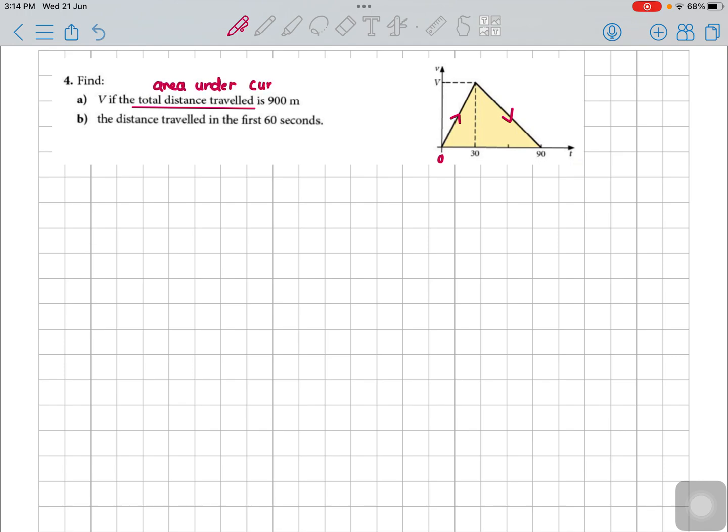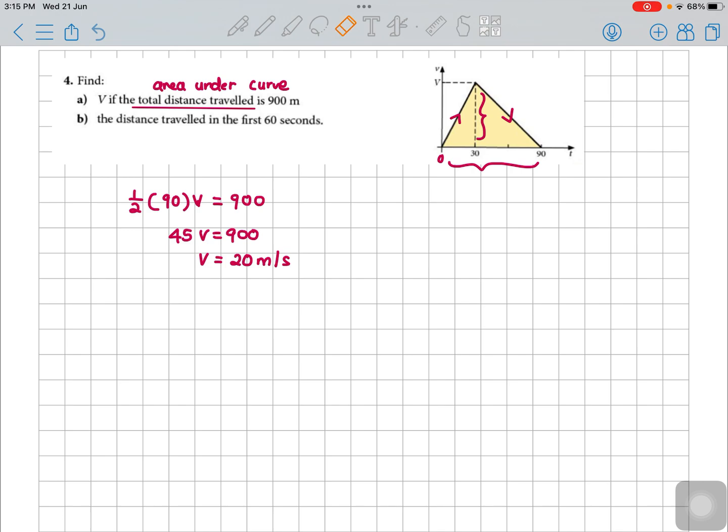So, let's find it. It is a triangle, so I know I'm going to do half times base times height. What is my base? 90. This part is your base. And what is your height? Your height is exactly your V, and the area is equal to 900, which will give you your V as 20 meters per second.